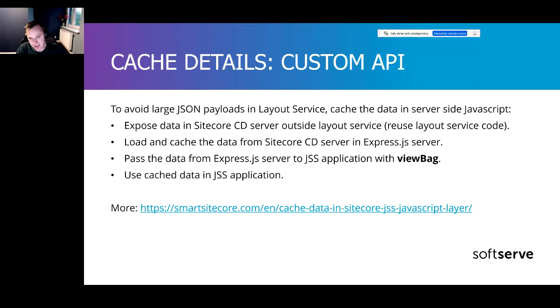So we cache it on the Node.js server, and then we pass this cached data to our JSS application bundle with the viewBag. The viewBag is one of the properties passed from the Express.js server to the application bundle. And lastly, just use the cached data in your JSS application. If you want the details of how we did it, I published an article on my blog. You can go to this link and check how it works.